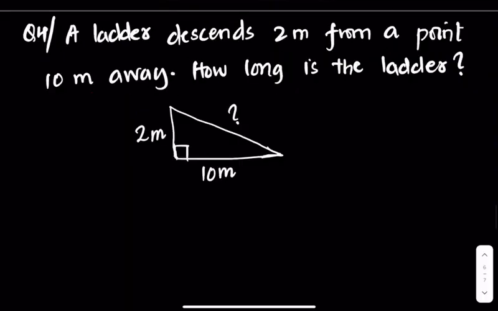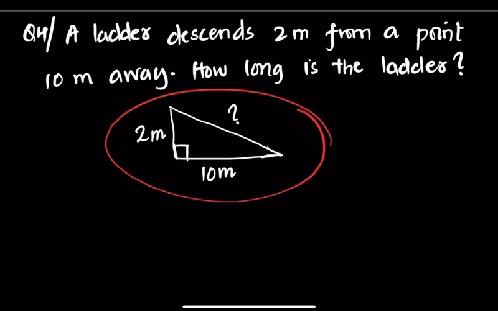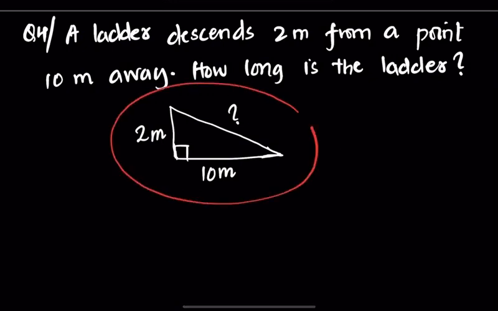Now let's look at the last problem for this lesson. A ladder descends 2 meters from a point 10 meters away. How long is the ladder? So this is a rough sketch for the problem. Now this is a ladder which is leaned against this 2 meter wall, and the ground distance between the ladder and the wall is 10 meters. And we are asked to find the length of the ladder.